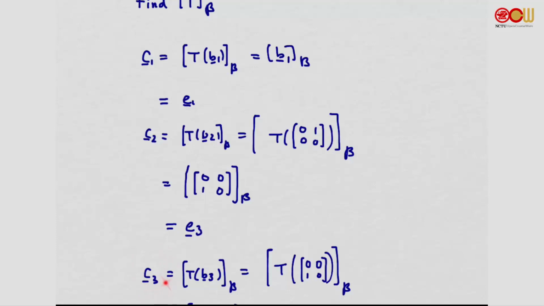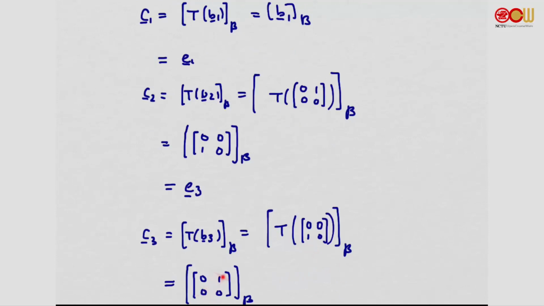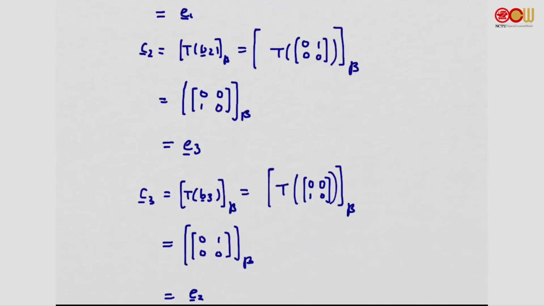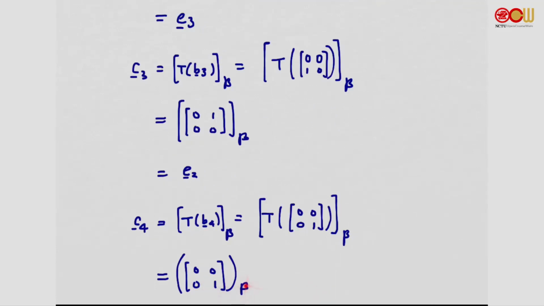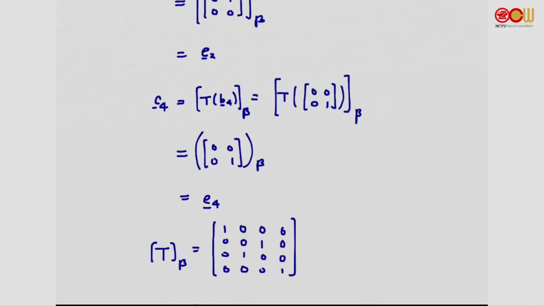Similarly, C3, the third column vector, would be the coordinate vector of T(B3). And T takes the transpose, so the transpose of this matrix is this one, one goes here, one goes here. And the coordinate vector of this matrix would be E2. The last column vector C4 is the coordinate vector of T(B4). This is B4. The transpose of this matrix is still itself, and the coordinate vector would be E4. And putting these column vectors together, we get the matrix representation. The first one is E1, the second one E3, the third one E2, and the last one E4.